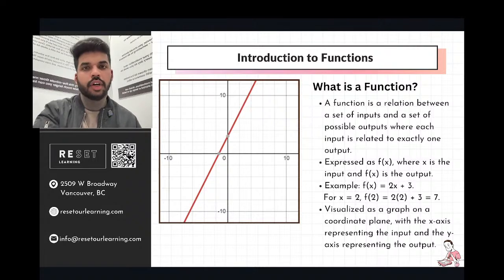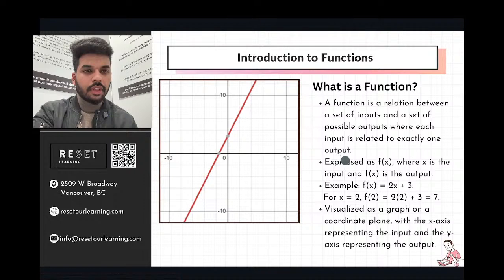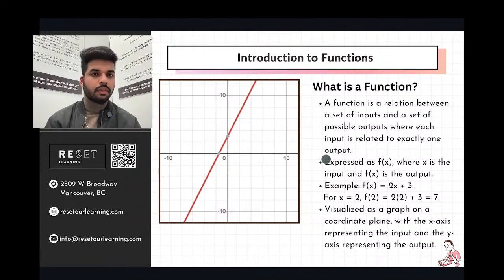Okay, so introduction to functions. As most of you might have heard about this term, a function is a relation between a set of inputs and a set of possible outputs, where each input is directly related to exactly one output. So as it says, we have multiple inputs, we plug in an input and we get an output. It's expressed as f of x, a notation you might have already seen, where x is the input and f of x is the output. This is how we usually graph it.